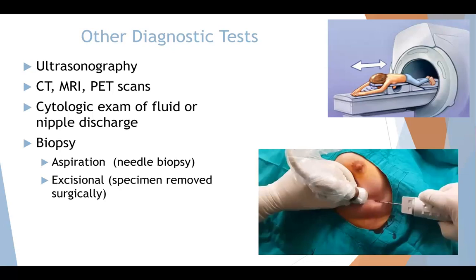We can also do biopsies. Typically the first line is going to be an ultrasound-guided needle biopsy, meaning they're going to use an ultrasound to visualize that lump, go in with a very large needle and aspirate, so suck cells into the syringe. And then excisional, a lumpectomy, can be done, where they're going to go in surgically and remove that lump and then send that on and see what those cells look like.